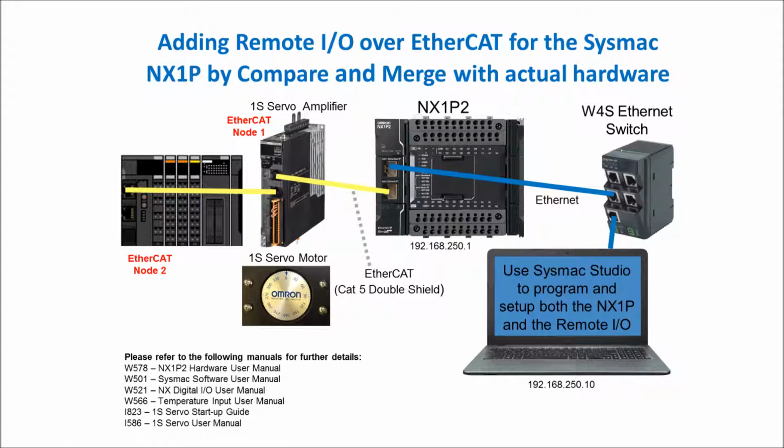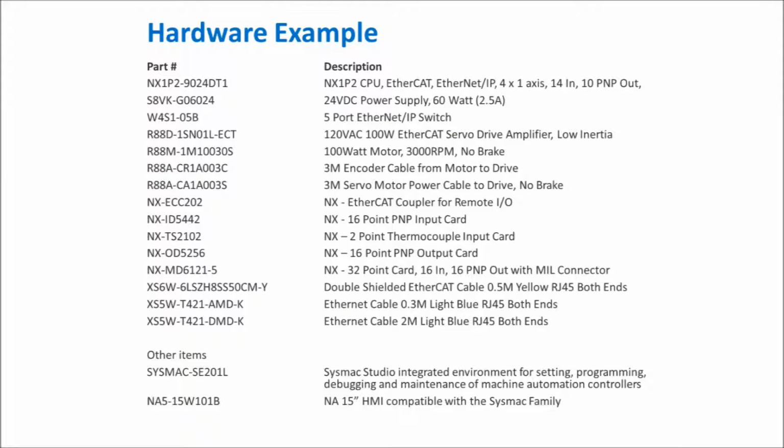Today we'll be showing you how to add remote IO over EtherCAT for the Sysmac NX1P by comparing and merging with actual hardware. The hardware that I have today is an NX1P along with a 1S servo and also the NX EtherCAT coupler with some IO on there as well. In my hardware example, I show the various part numbers for the components used today.